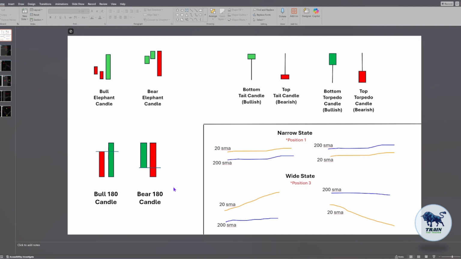Now, what we're adding to this is the 200 and the 20 simple moving averages. They can be exponential moving averages if that's what you prefer, but we're just going to stick with simple, just to make things easier.